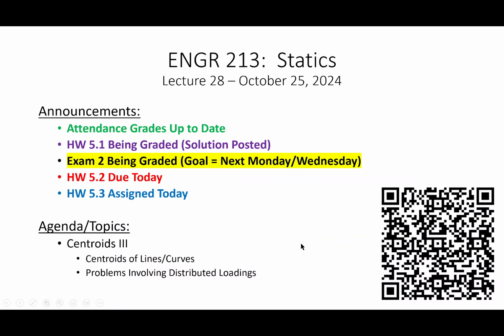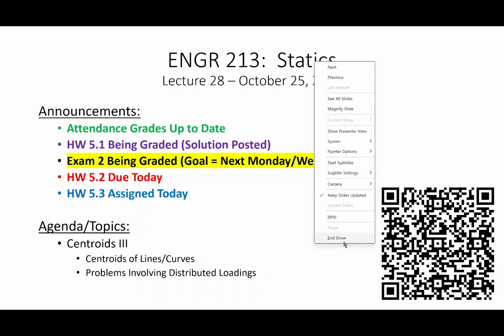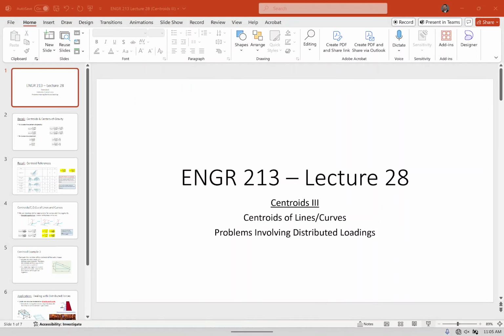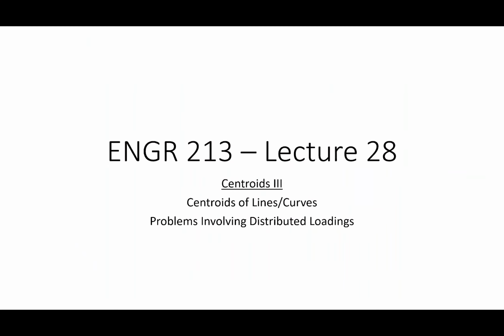So that's what we're going to be doing over the next few lectures, really just trying to cement the idea of extending our definition of centroids to make sure that we're comfortable with looking at them. We're also going to do another application of centroids, looking at distributed loads. And we'll talk about that later.